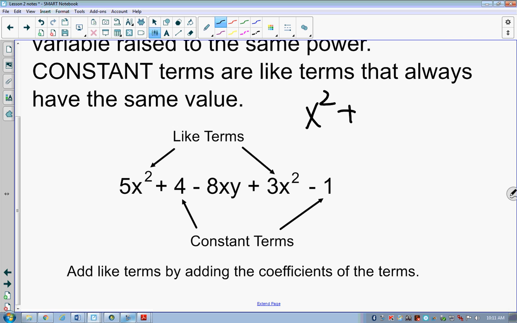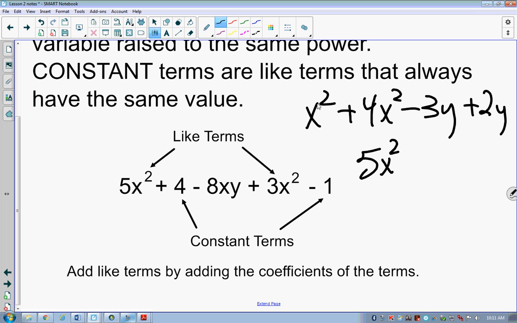So if I saw something like x squared plus 4x squared minus 3y plus 2y, right? How would I solve that? 1x squared plus 4x squared minus 3y plus 2y. So how many x squareds do I have? 5x squared. Okay, and then how many y's do I have? Negative 1y.